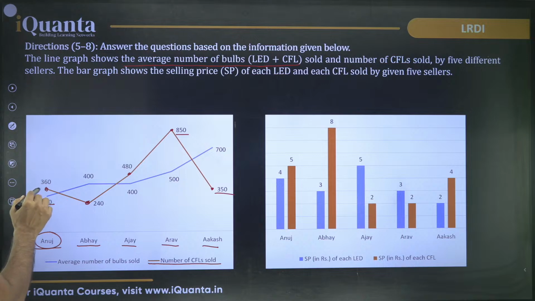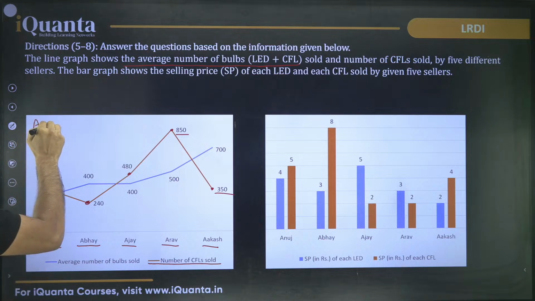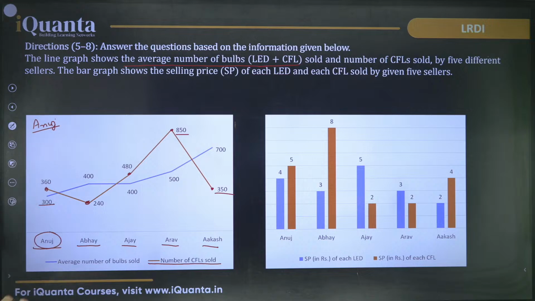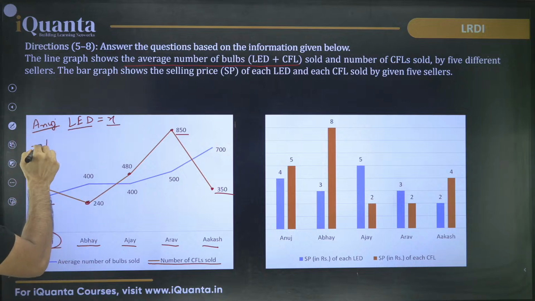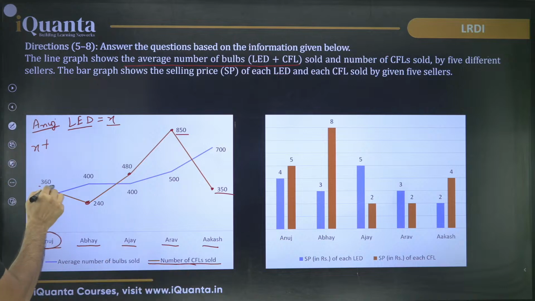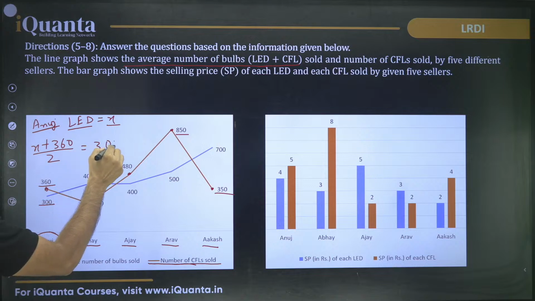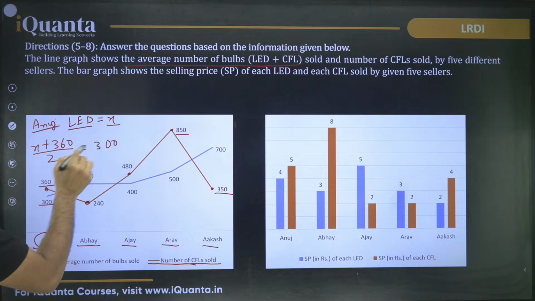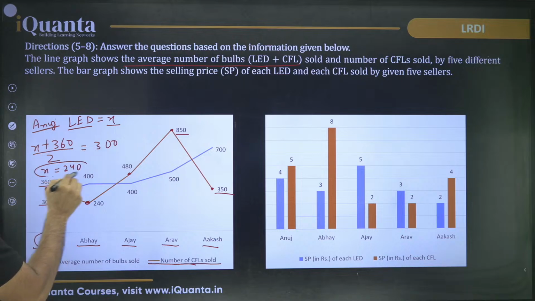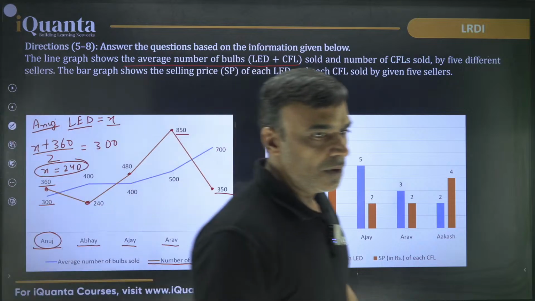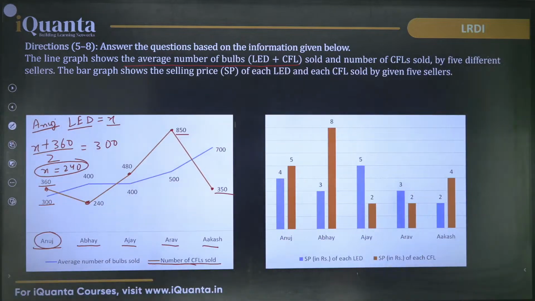What does it mean? For example, for Anuj, if I assume that LED is X, then X plus the CFL value, that is 360, divided by 2, this average is equal to 300. Do we understand that? So 2 into 300, that is 600, 600 minus 360, that is 240. So for Anuj, CFL bulbs are 360 and LED bulbs are 240.